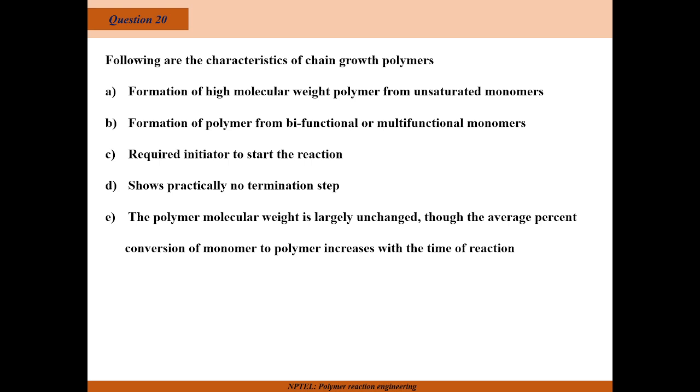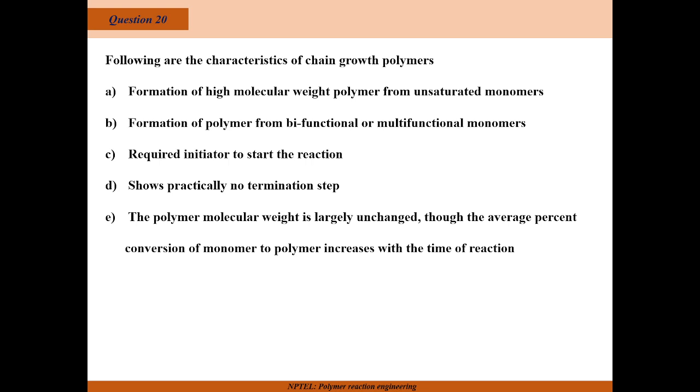The first one is likely correct, because unsaturated monomers are required. Then the second one, formation of polymer from bifunctional monomers, where both sides have a functional group. Bifunctional means step growth also comes into the picture. The required initiator is definitely required. The fourth, no termination, is not right, because it will definitely terminate. Polymer weight is largely unchanged though the average conversion increases, and that last one is also correct.